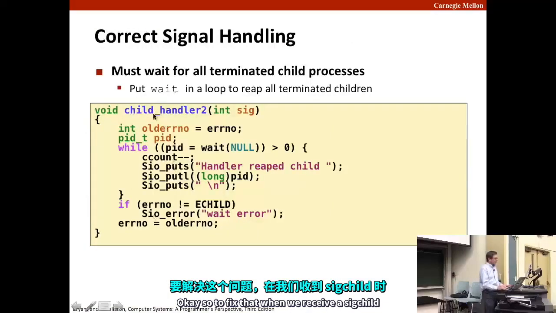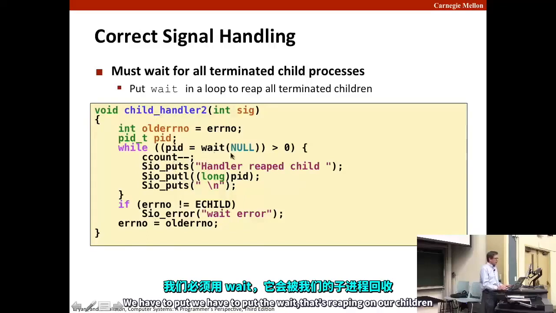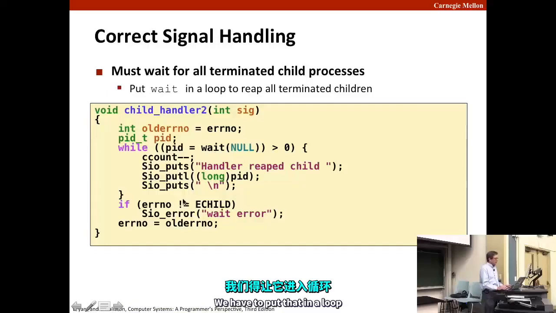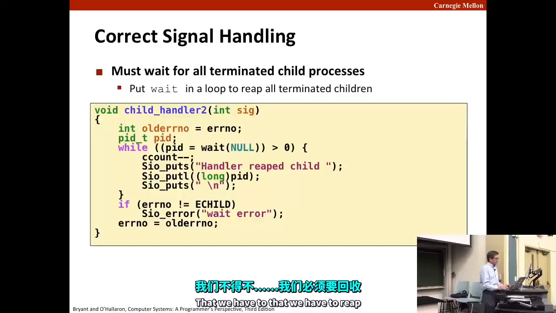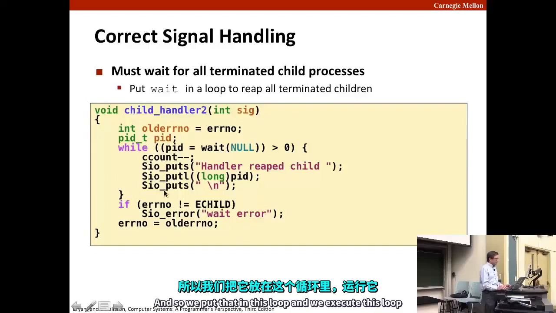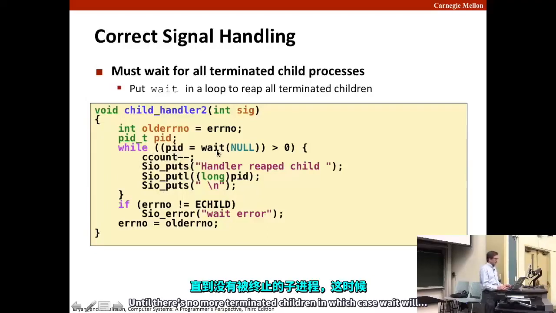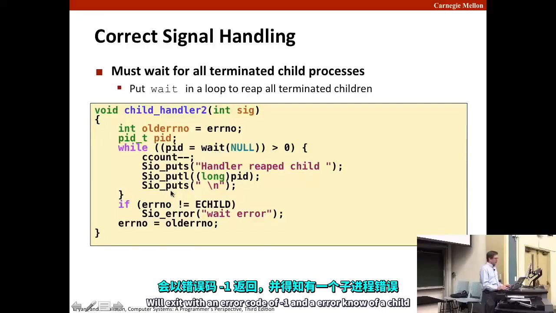So to fix that, when we receive a SIGCHLD, we have to put the wait that's reaping our children in a loop. We have to assume that if we get a SIGCHLD, there could be multiple terminated children that we have to reap. And so we put that in this loop, and we execute this loop until there are no more terminated children, in which case wait will exit with an error code of -1 and an errno of ECHILD.